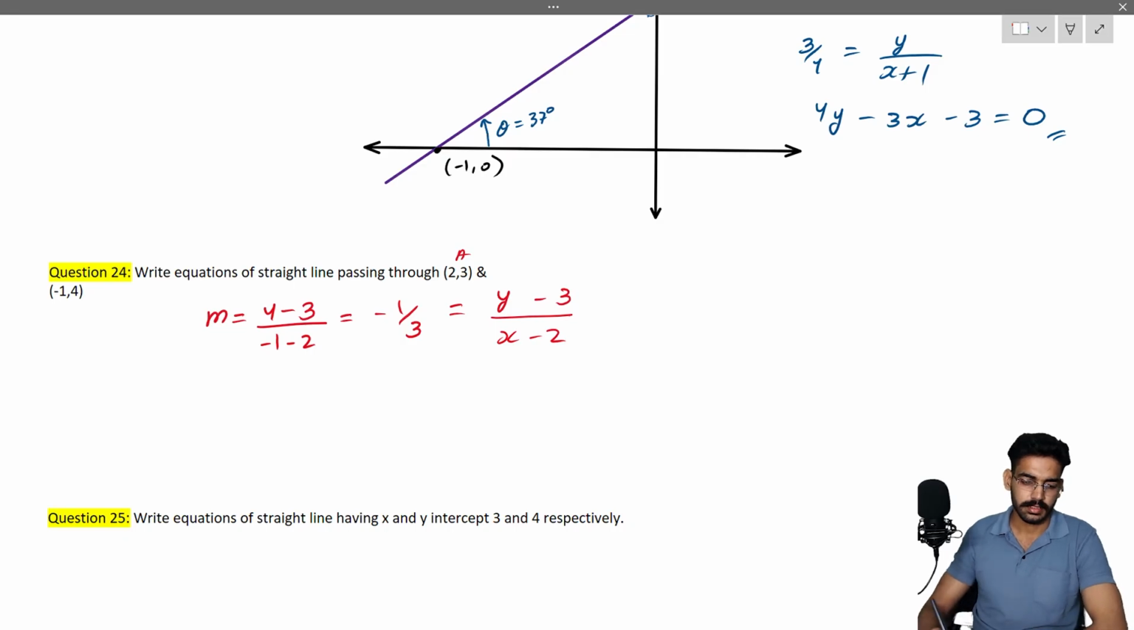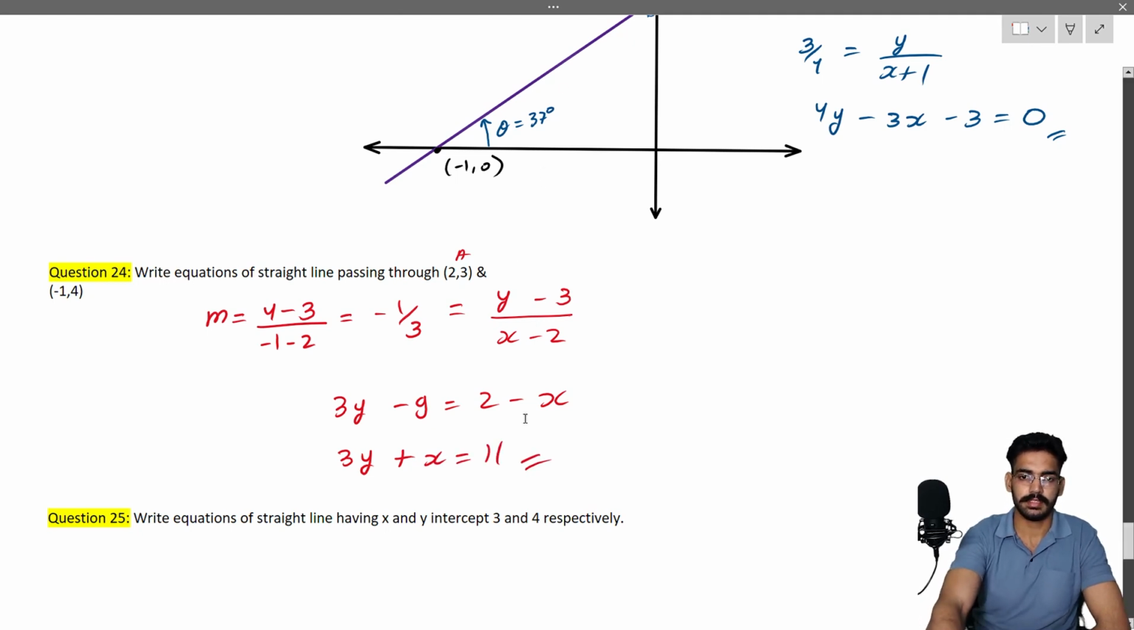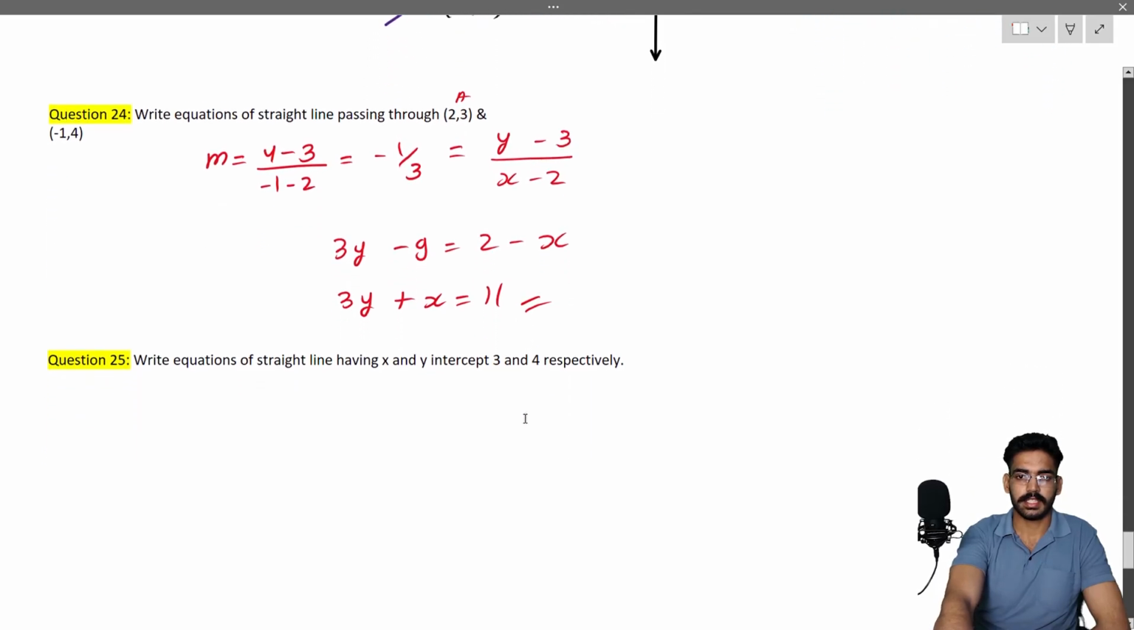Okay, so what I got from here, equation if you write, I will get 3y minus 9 equals 2 minus x. Okay, if you cross multiply, and then after, if you take on one side, 3y plus x is equal to 9 plus 2, 11. Okay, this is my equation of the straight line. Okay, now let's go for the next question.